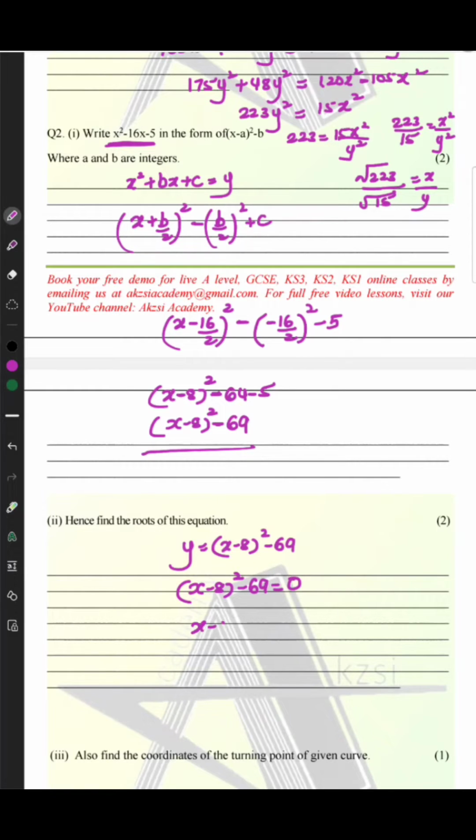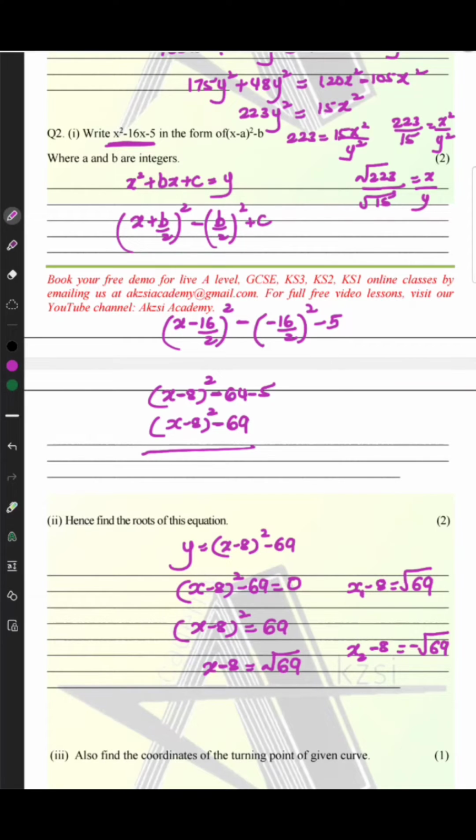Now (x − 8) whole squared is equal to positive 69. Taking the root on both sides, x − 8 is equal to root 69. But we know that whenever we take the roots, it's always positive or negative. So one is x − 8 equals positive root 69, and the other is x − 8 equals minus root 69, and you'll get the answer.